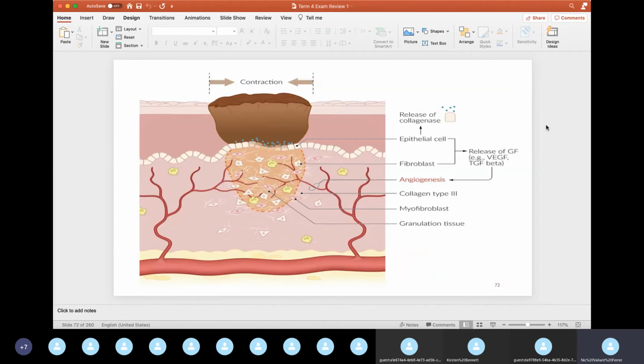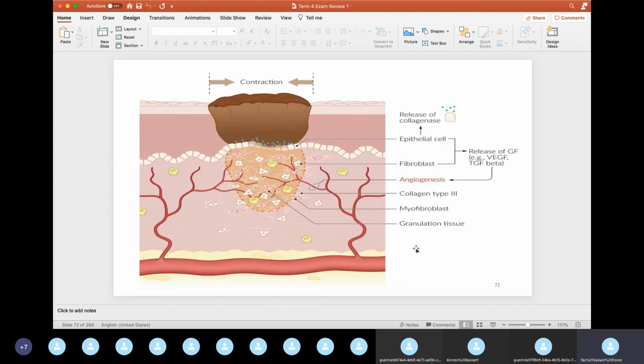Okay, let's see here. What happens? You have contraction. So look at this. Look at the image. The epithelial cell is now almost there, right? We have now deposition of the fibroblast. You have now angiogenesis in the wound itself, right? So you have formation of new blood vessels. So you have collagen type 3 depositing in there, right?